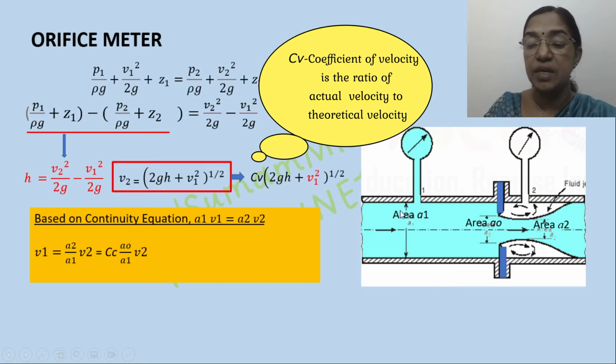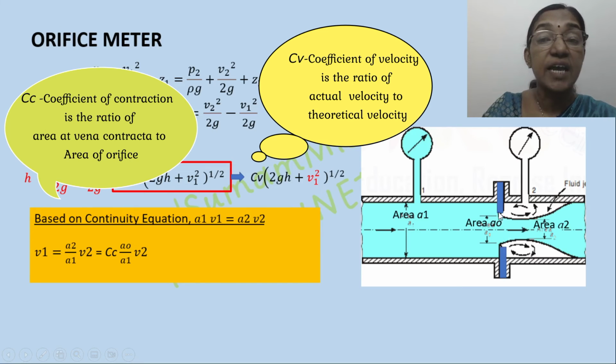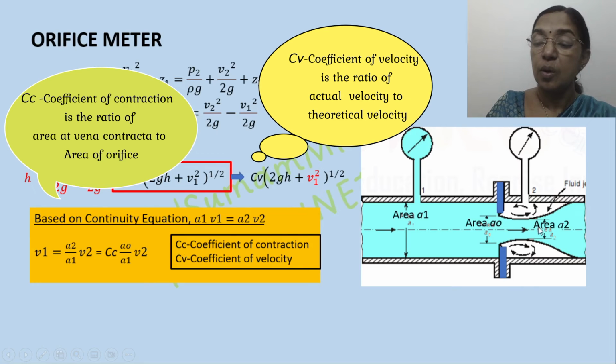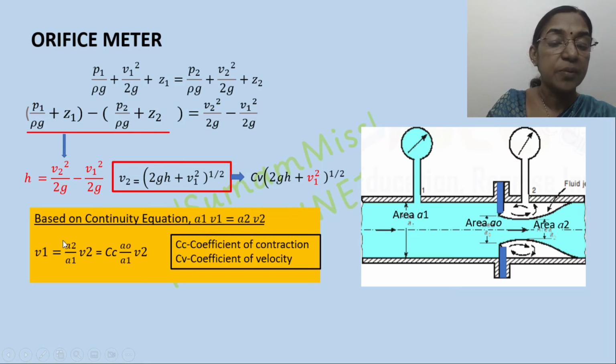Now based on the continuity equation, we can write A1 V1 equal to A2 V2. The area here is the smallest flow area, which is less than the orifice area. So the orifice area is available with us. We can relate this area A2 with respect to A0 by means of a coefficient called the coefficient of contraction. So A2 can be written as Cc into A0. So from the continuity equation, we can write V1 equal to A2 V2 by A1. Now A2 is replaced by Cc into A0, where Cc is the coefficient of contraction.